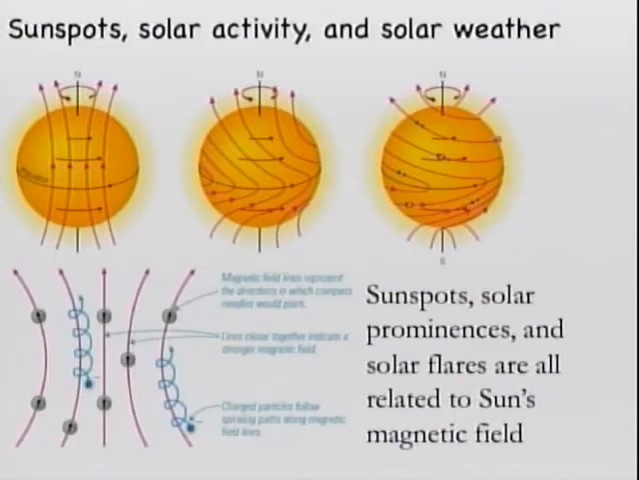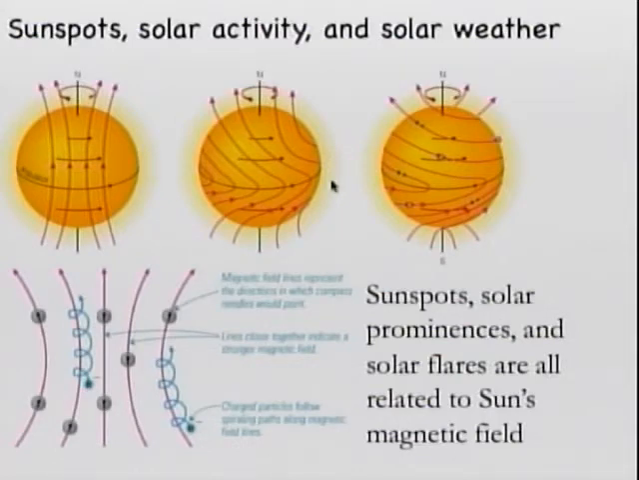Here is a sketch of the sun with the north magnetic pole, and the sun is rotating. And in pink here you see the magnetic field lines. Now, as the sun rotates, it drags the magnetic field lines along with it.